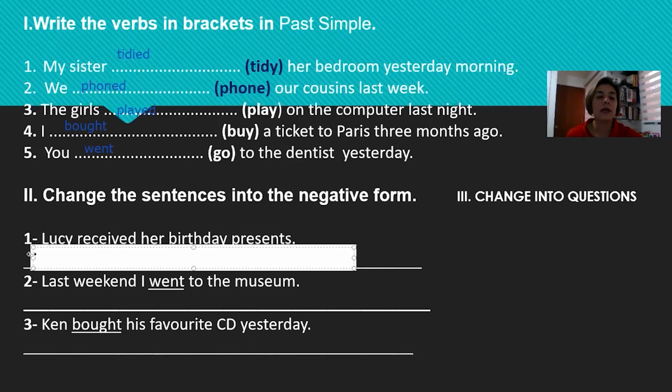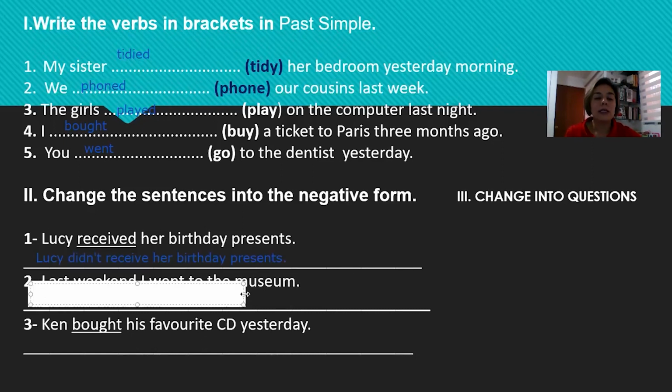How do you do that? What is the subject? It's very important. The first step that you have to do is to identify the subject, to put the statement into the negative. So Lucy didn't, I'm going to use the contraction, the simple form for receive. Receive is like this without the D. Her birthday presents, period. Okay, number 2.